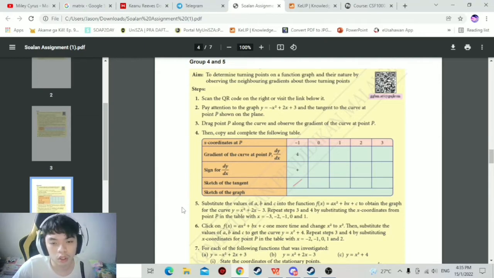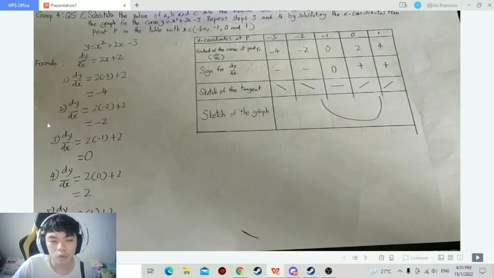So first of all, the thing that we need to do is take the curve y equals x squared plus 2x minus 3 that is given from the question and change it to the formula dy/dx equals 2x plus 2. And then the second step is we substitute the x coordinates given in the question below, -3, -2, -1, 0, and +1.